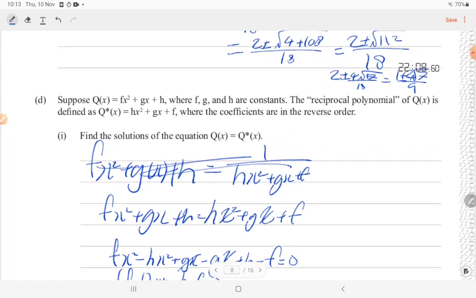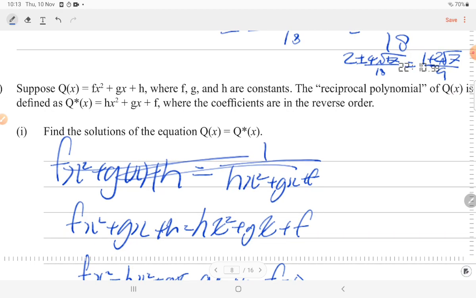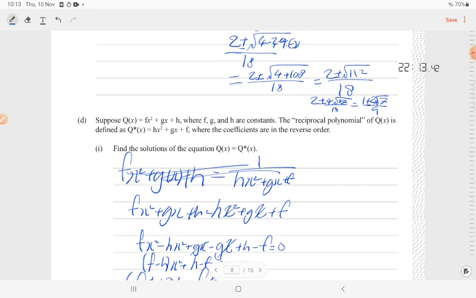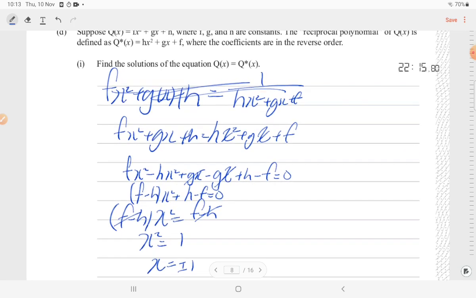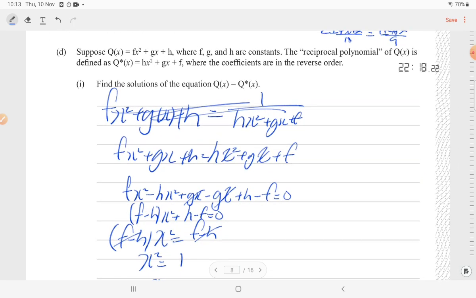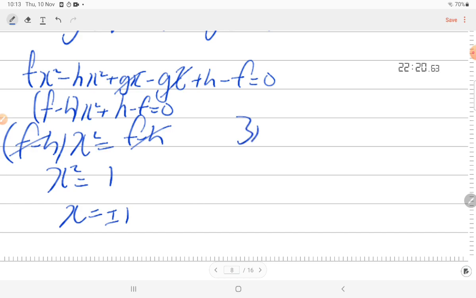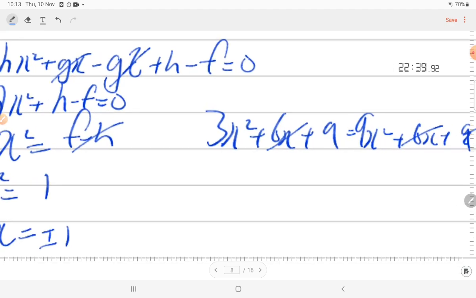Oh, it's actually not that bad. Alright, let me just try it out. I want to test some random numbers like 3, 6, 9. So this equation is suggesting 9x squared plus 9, so it cancels out. Plus 6 is equal to 6. Oh, okay, I see.